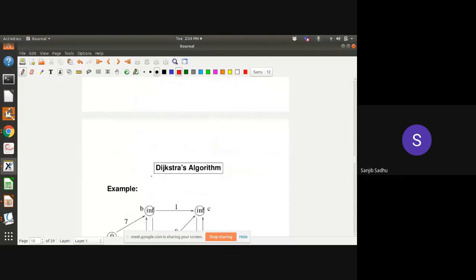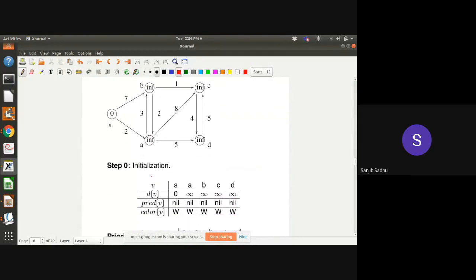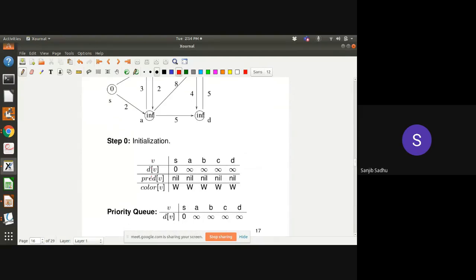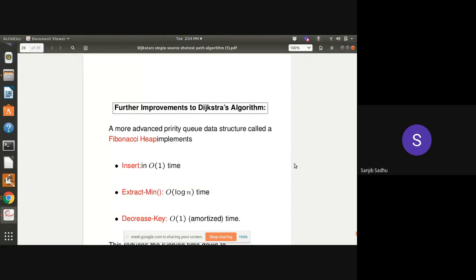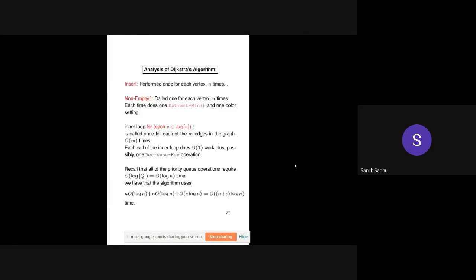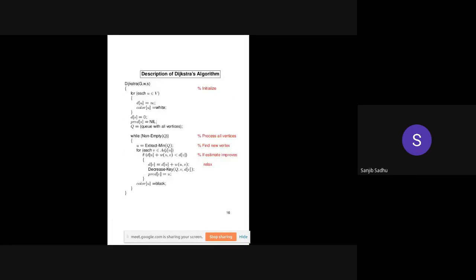Now come to the example. Check it. I think just a minute. It will be better if I show using another one. Yeah. Can you see the example here? Tell me. Hello? Is it visible? Yes, sir.